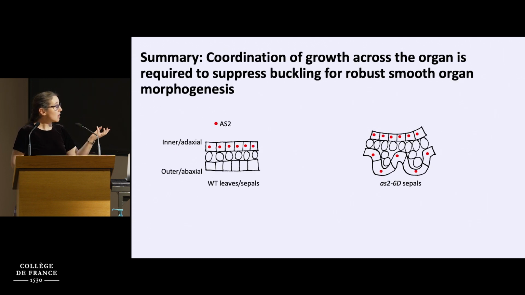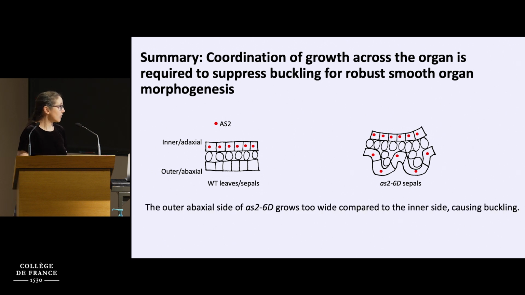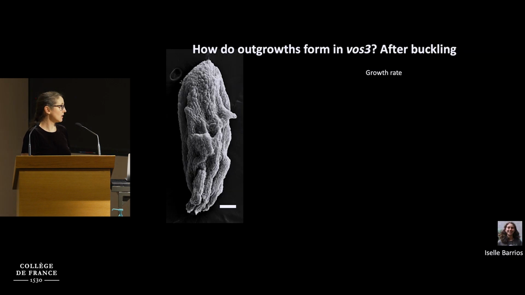So we know that we need to have proper coordination of growth to get this smooth sepal epidermis. We need to have AS2 only on the inside. When AS2 is on the outside, growth is uncoordinated, it grows too wide and makes this complex shape. So the outer side of the AS2 grows too wide compared to the inside.